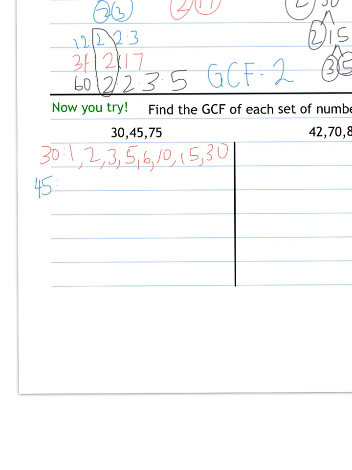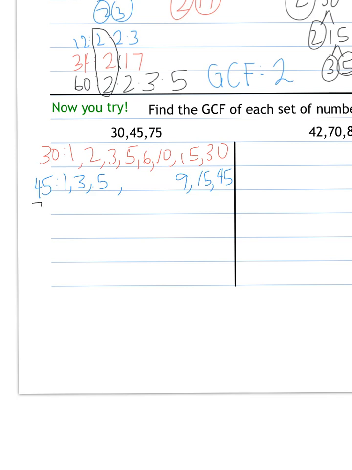45, 1 and 45. 2 cannot go in there because it's not an even number. 3 goes in there 15 times. 4 does not. 5 goes in there 9 times. 6 does not. 7 does not. 8 does not. 9. Now we're back to the top. So there's our factors for that one.